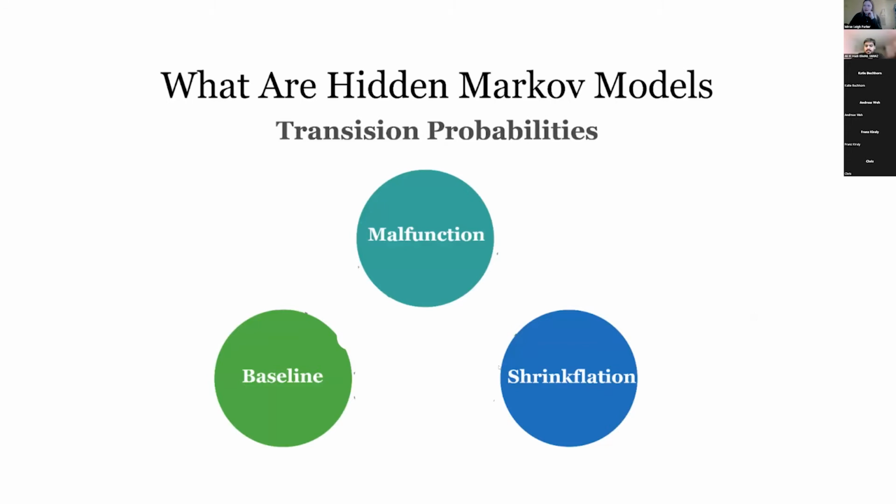The other thing to think about is how these states relate to one another. For example, we might start out in our baseline distribution, but every week there's some probability that the packing machine malfunctions.